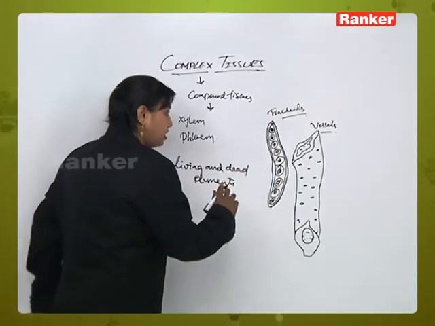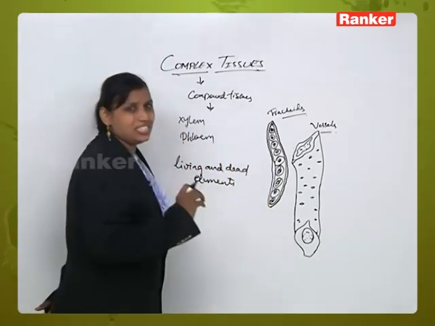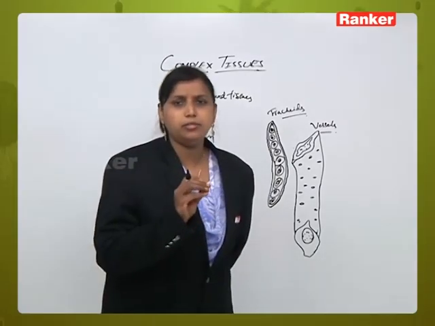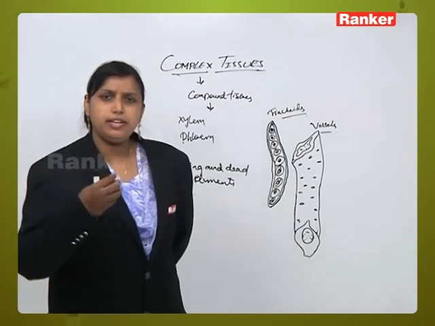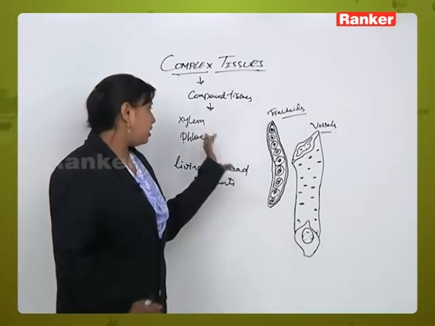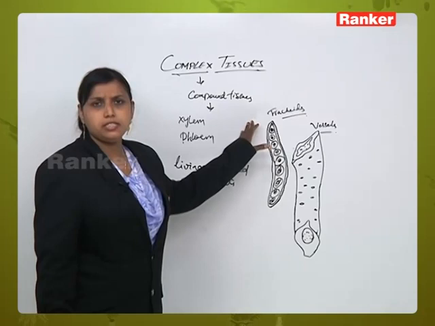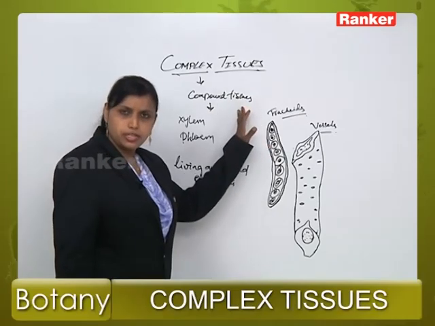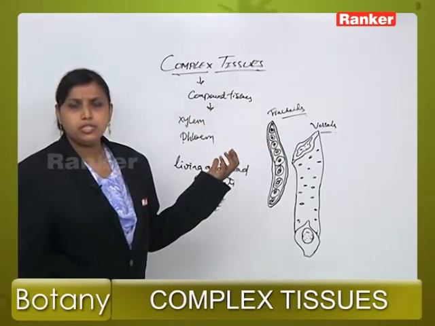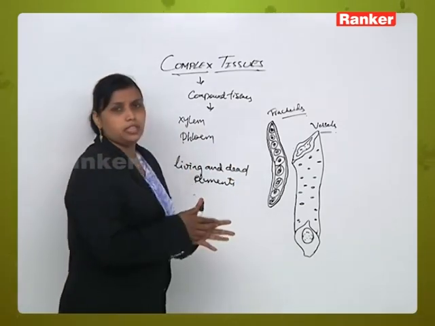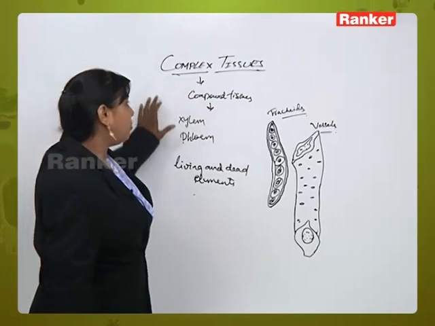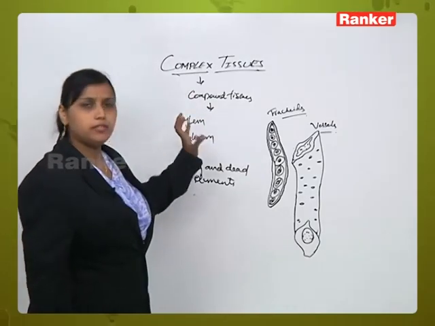Now, depending upon the size, structure and origin, complex tissue has been divided into two different types. We can say xylem originates from the procambium meristem, and phloem originates from another type of meristem. Now first we will be studying complex tissue, and we will be starting with the xylem.